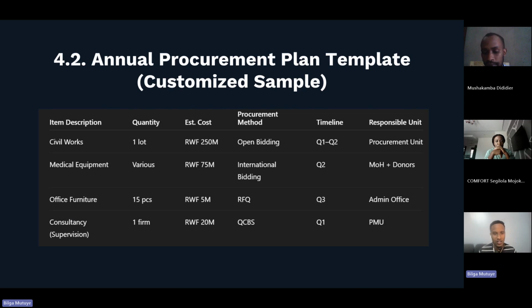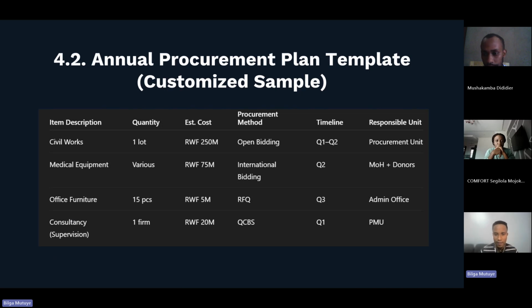whereby it indicates the item quantity which will be needed, the estimated cost that will be incurred, the procurement method that will be implemented, the timeline to be taken on, as well as the responsible unit. For instance, if it is civic works, the different works that will be implemented throughout the project will be needed, like for instance, one lot, which will take an estimated cost of 250 million Rwandan francs.